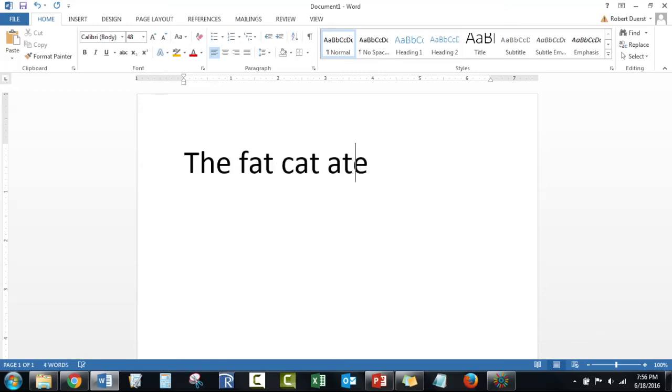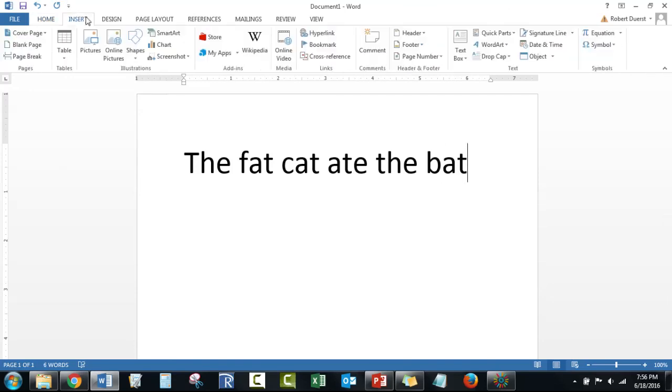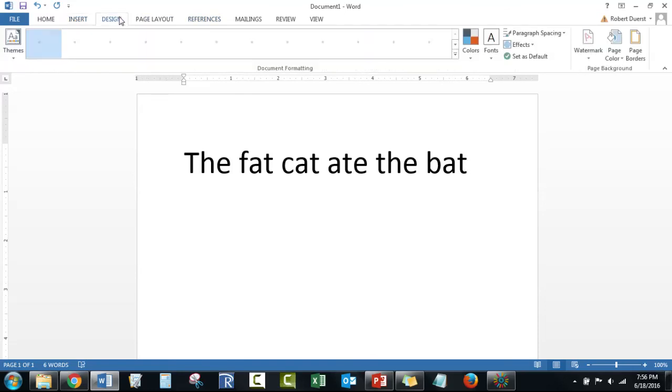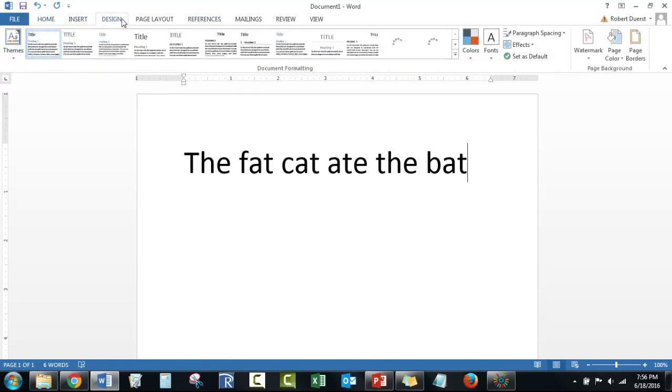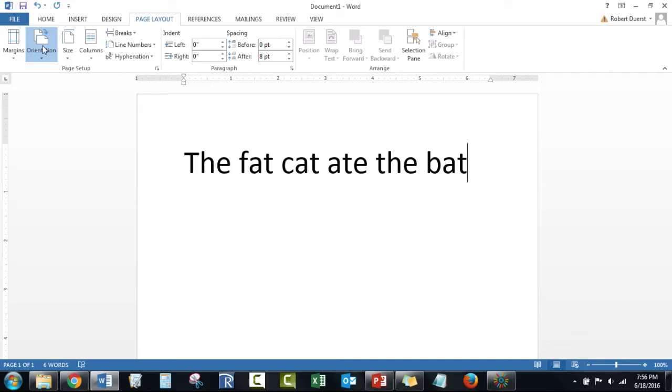The cat, well, let's say, the fat cat ate the bat. So here's a sentence that is arranged with three-letter words. These three-letter words correspond to codons.